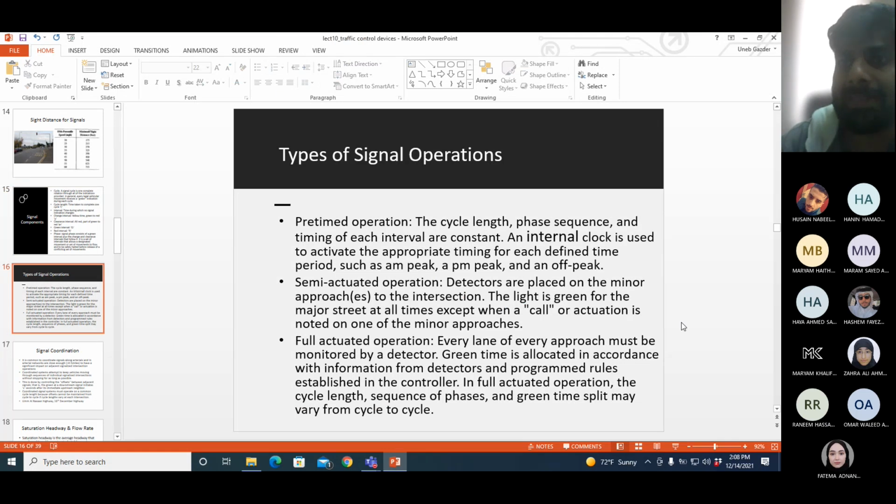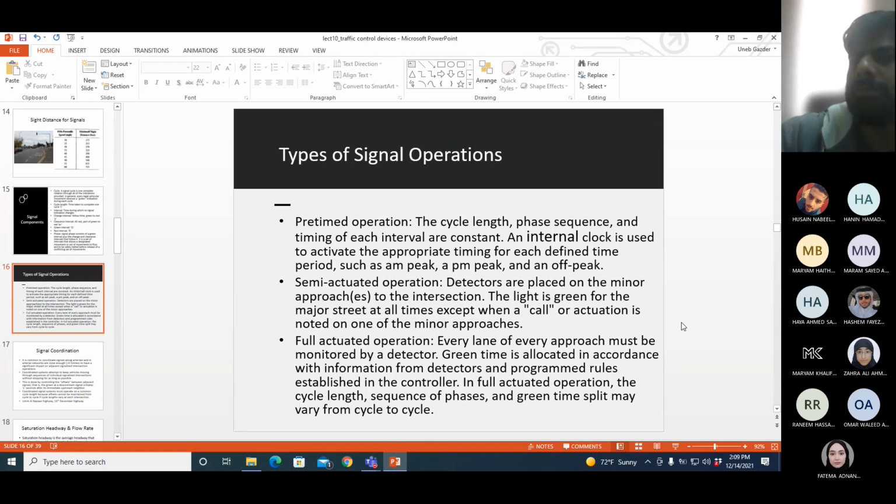A signal can be operated in 3 ways. The same signal can be operated in 3 different ways: pre-timed, semi-actuated, fully actuated. Pre-timed means the signal is not connected with any sensors on the road. So the signal is pre-planned, pre-programmed, and its timing will not change according to real-time traffic. You already calculate the timings of the signal and you program the signal according to the timings which you have calculated, and it is not connected to any sensor on the road.